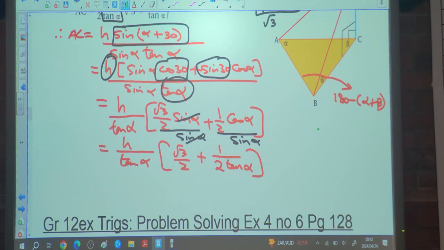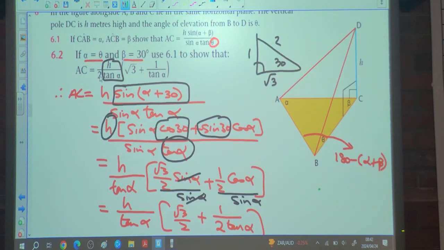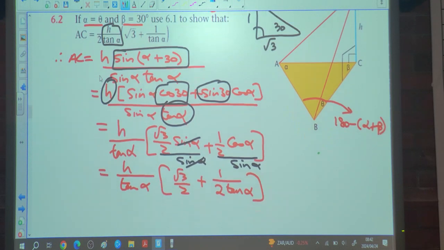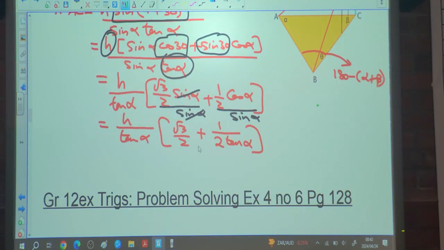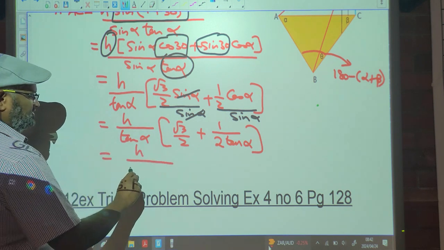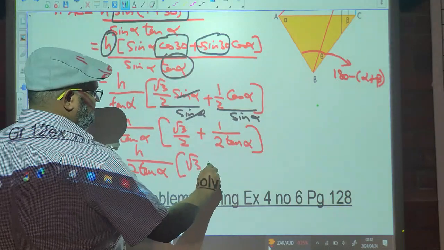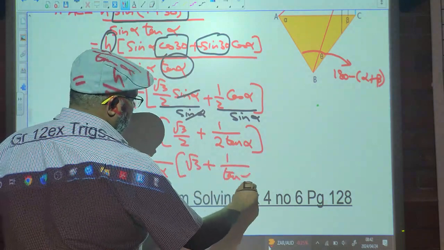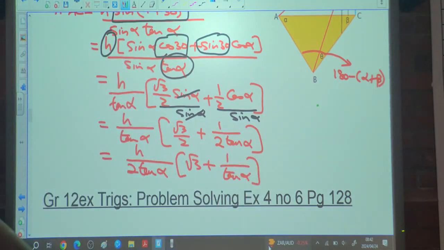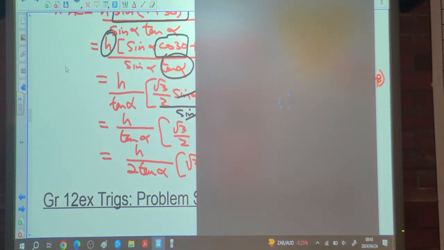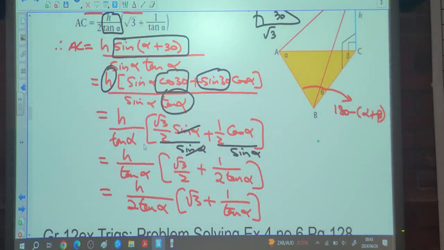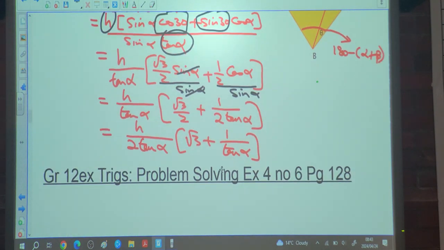Let's see how far we get. You see there's a 2 on the outside in the denominator. So what are they actually doing here? They're taking out the half as a common factor. Can you see that, people? So if I take out the half as a common factor, it's H over 2 tan alpha into root 3 plus 1 over tan alpha. They have just proven what they wanted. So it's H over 2 tan alpha into root 3 plus 1 over tan alpha.